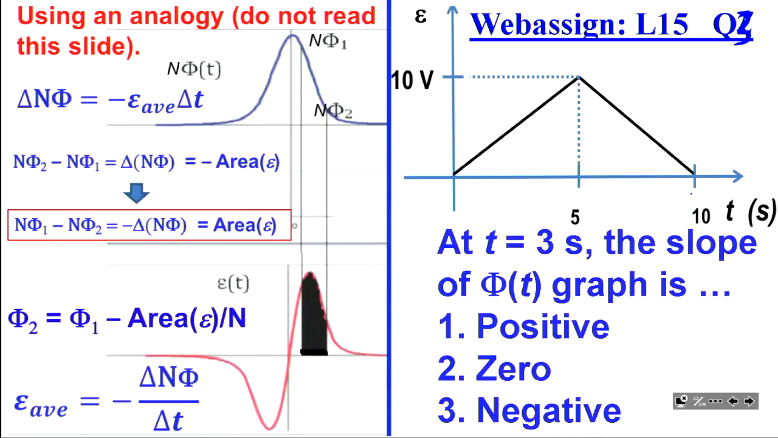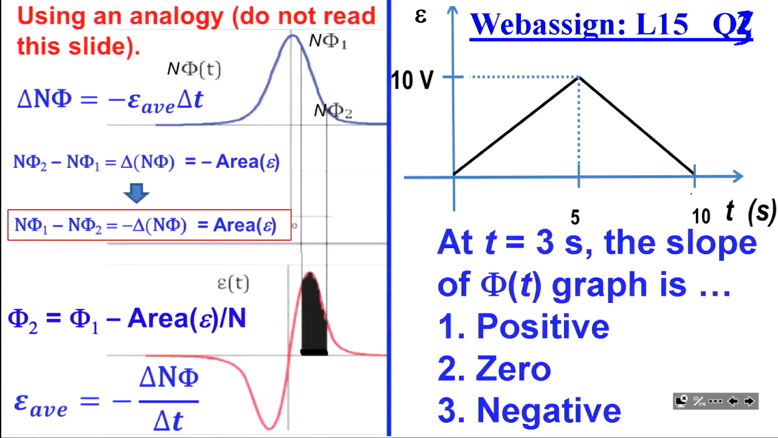Well, we do it using area. So if on the graph for the EMF we can measure or calculate a certain area, that area will be equal to the difference between the flux at the initial and final locations or times.